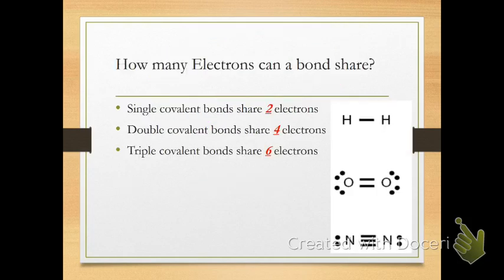Okay, so to recap, single, double, and triple covalent bonds are sharing 2, 4, 6 electrons. You do not have to draw the examples. I'm just showing you a visual of what that looks like. Remember, each line is representing 2 electrons. 2, 4, 6. You got that written down?